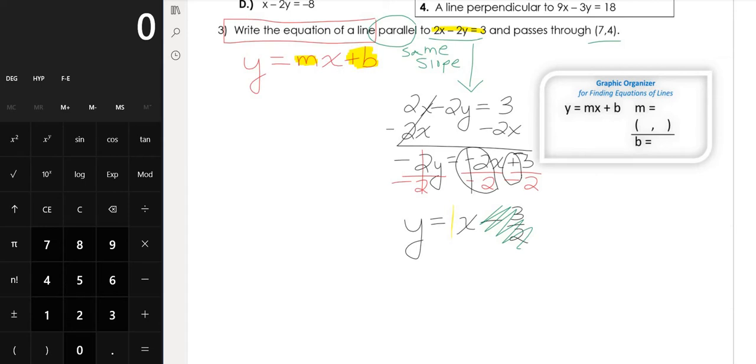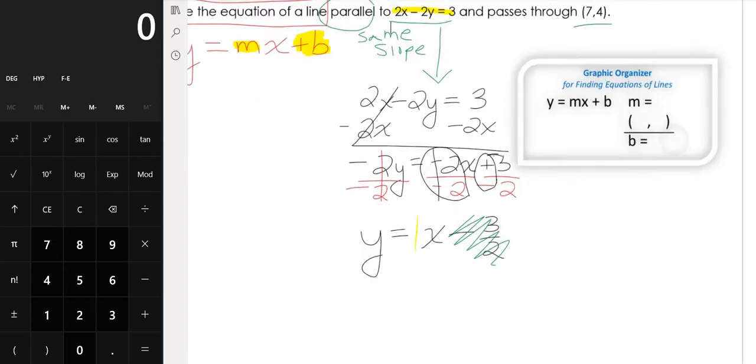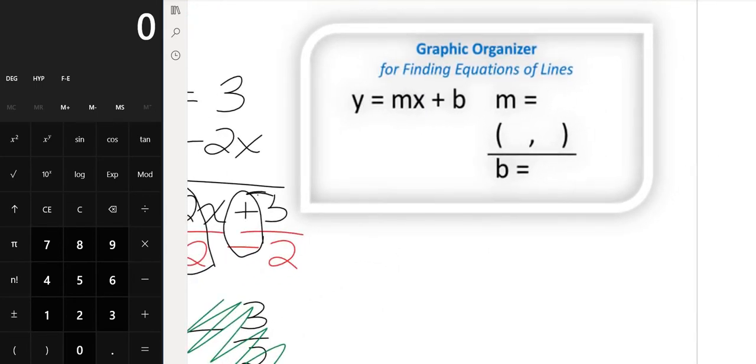That's it. So let's talk about this graphic organizer I have on the right here. Whenever I want to set up or solve for the equation of a line, I always set up this graphic organizer. Y equals mx plus b, space for the slope, space for a point, and then I know I have to solve for b. It's something I call "money pays bills." M, money, the point, P, pays, and B stands for bills. That's kind of how I remember it in my head. So anytime I see find the equation of a line, I'm doing a money pays bills problem.